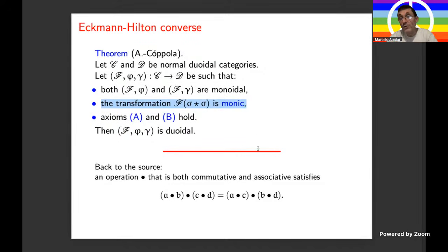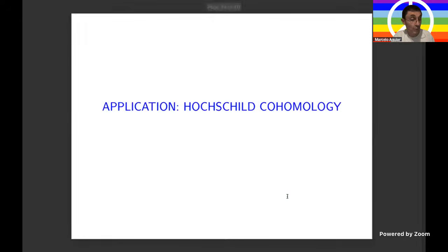So we have this. If you specialize this all the way back to the very beginning of the talk, to the classical setting of Eckmann-Hilton, this is giving you the converse of Eckmann-Hilton, which is fairly trivial. It says that if you have one operation that is both commutative and associative, then you have this axiom. Okay, this is straightforward in that setting, but not in this setting of functors. And that is the key that we need for our application to Hochschild cohomology.